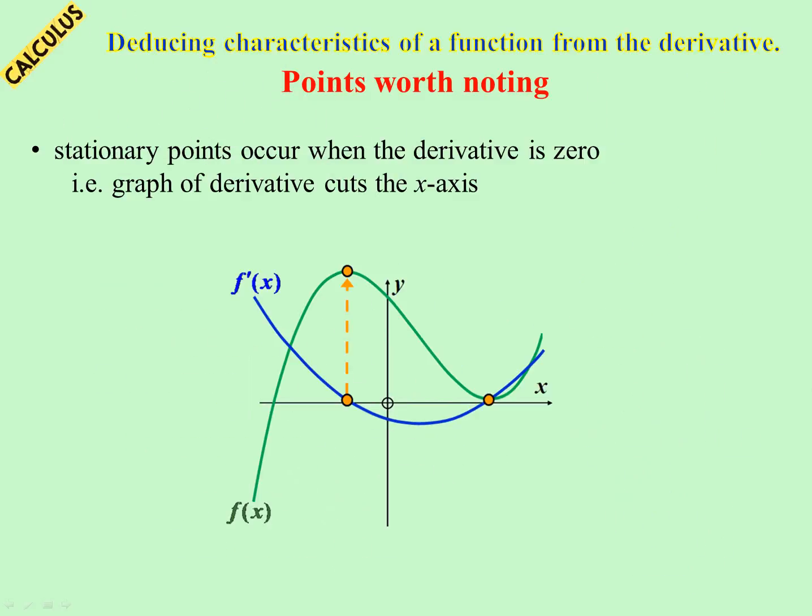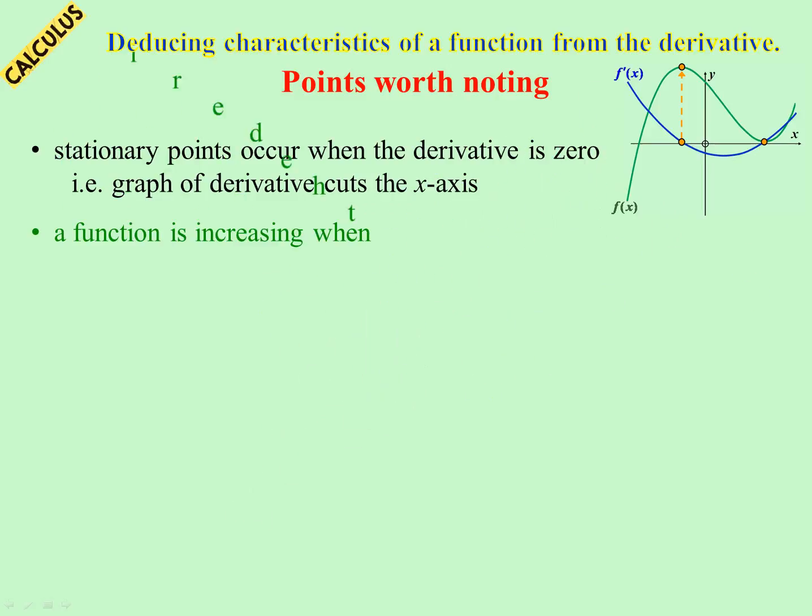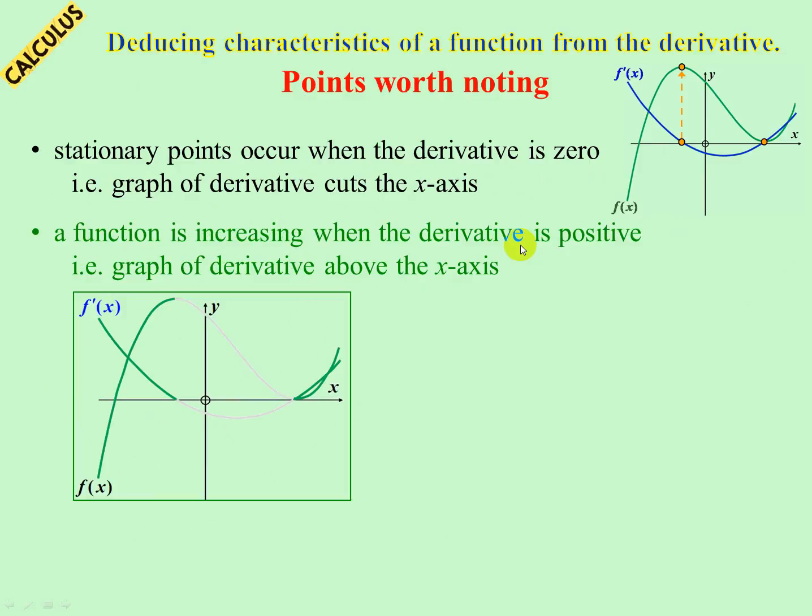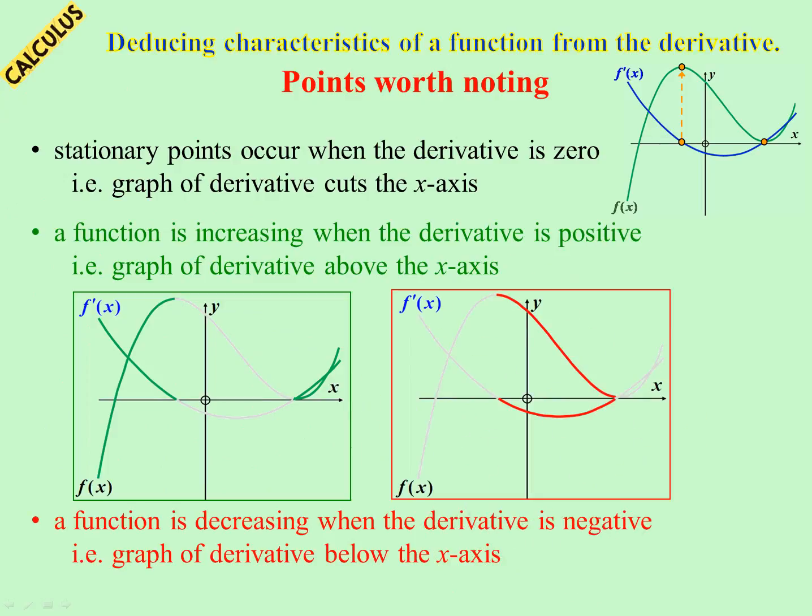So, points worth noting. Stationary points occur when the derivative is 0. When the graph of the derivative has x-intercepts, then the original function has stationary points. The function is increasing when the derivative is positive, or in other words, when the graph of the derivative is above the x-axis. Here's the graph of the derivative, f prime, there's the original. It's above the x-axis there and there, so it's increasing there and there. And the function is decreasing when the derivative is negative. Here the derivative is negative, below the x-axis. There's the original graph decreasing.